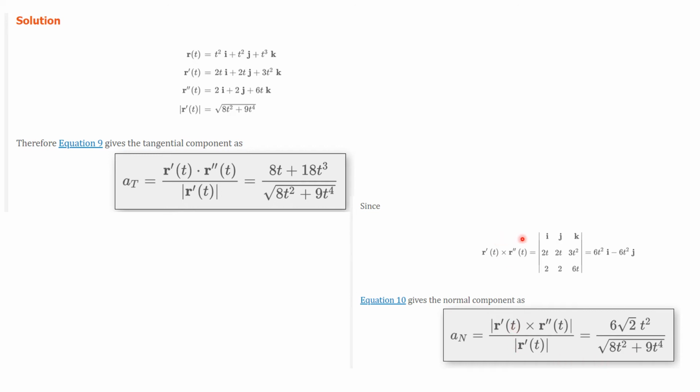Actually, I'm taking the cross product. I do this calculation here, but then when I take the magnitude, I'm going to have 36t⁴, and here I'm going to have another 36t⁴, and when I simplify it, I get this, and that is the normal component.